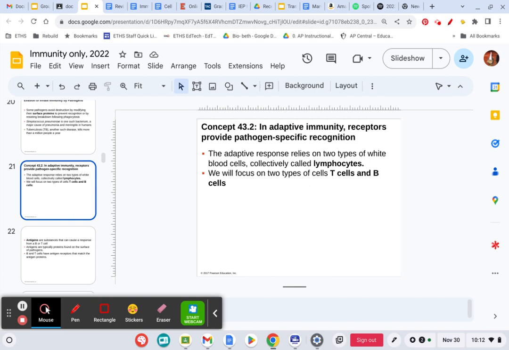Adaptive immunity is going to rely on a couple of types of white blood cells called lymphocytes. And we're going to focus on what are called T cells and B cells. These are both white blood cells or lymphocytes. Macrophages are another kind of white blood cell, but they're involved in that non-specific innate response, whereas these guys are going to be responsible for making a specific response to a specific pathogen. Remember, pathogen is anything that causes a disease.